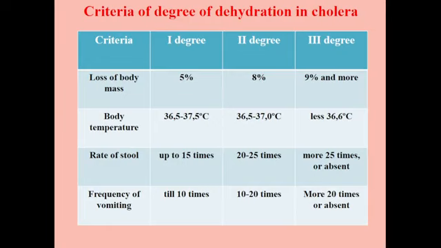Rate of stool. In first degree, up to 15 times. Second, 20 to 25 times. Third degree, more than 25 times or absent. Not because everything is okay, because everything is bad. Yes, like lack of water, there is nothing to defecate anymore. Frequency of vomiting in first degree up to 10 times, second degree 10 to 20 times, third more than 20 times or again absent.